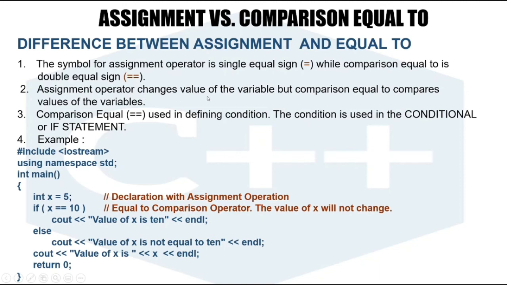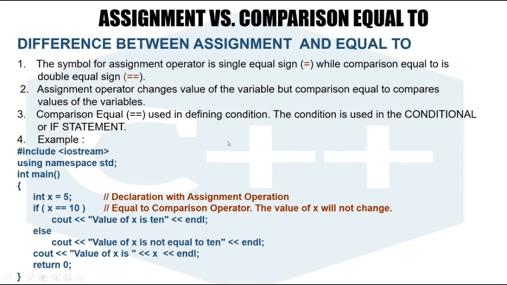Assignment operator changes the value of the variable, meaning napapalitan yung value ng variable kapag assignment operation. Samantalang yung comparison equal to operator compares values of the variables. Kino-compare niya lang yung value pero hindi niya pinapalitan. Comparison equal to operator is used in defining condition. The condition is used in conditional or if statement. Again, ang assignment operator, single equal sign ang ginagamit. Ang comparison equal to ay double equal sign.